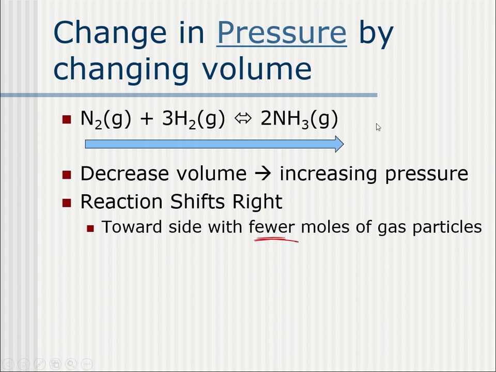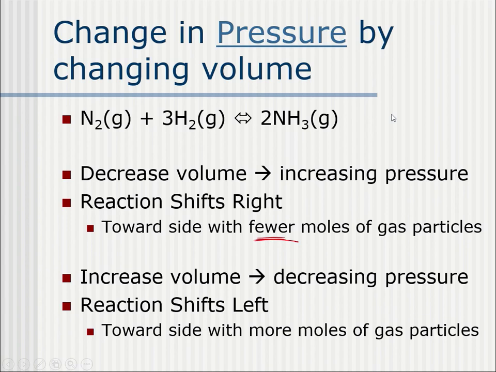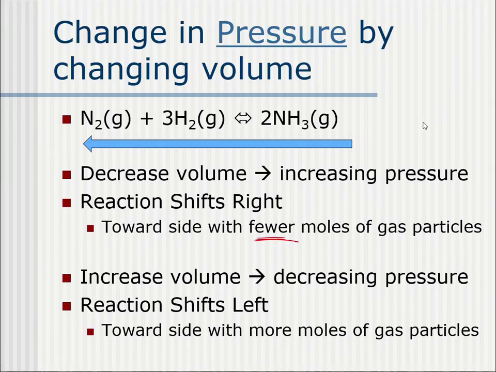The reverse is true, that if you were to increase the volume, it's going to decrease the pressure. So it's going to remove the ammonia. It's going to try to move towards the side that has more gas molecules and create more of the nitrogen and the hydrogen, which would be a bad thing for this process. Okay, so that's the end of Le Chatelier's principle.